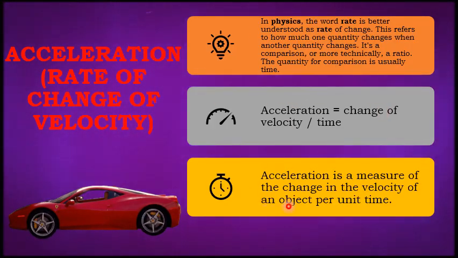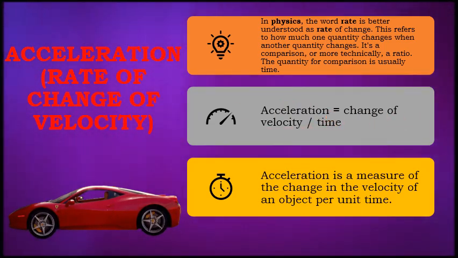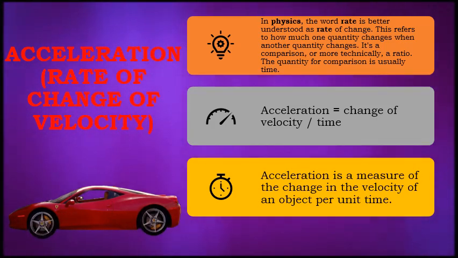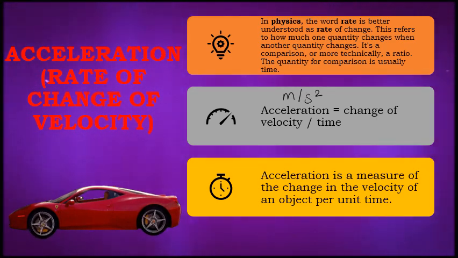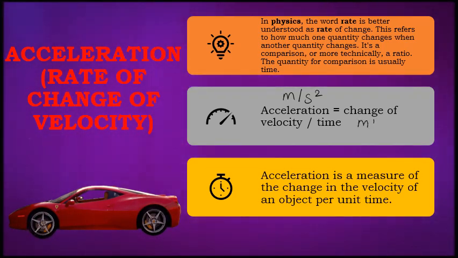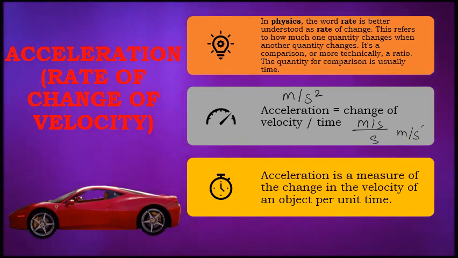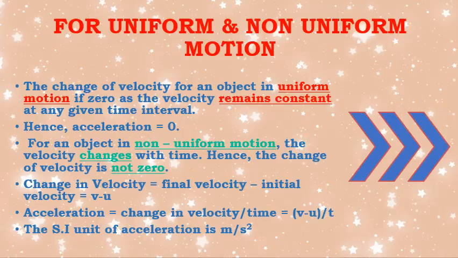So here we saw again the same thing, change of velocity per time, and we were able to find out the unit to be meter per second square. The unit for acceleration was meter per second square because for velocity it is meter per second, and for time you have another second, so you will have meter per second square as the SI unit.